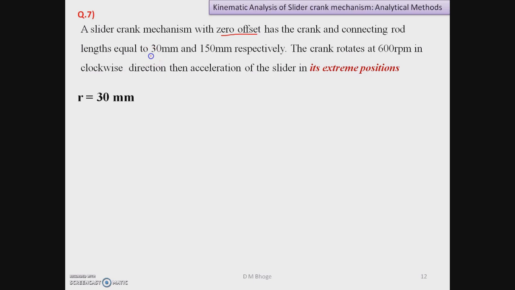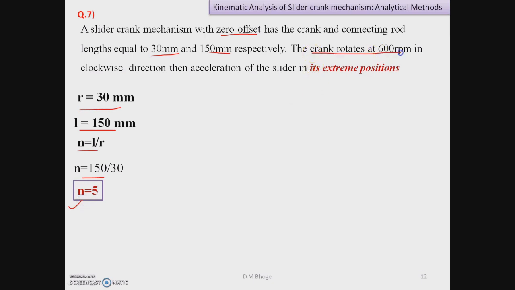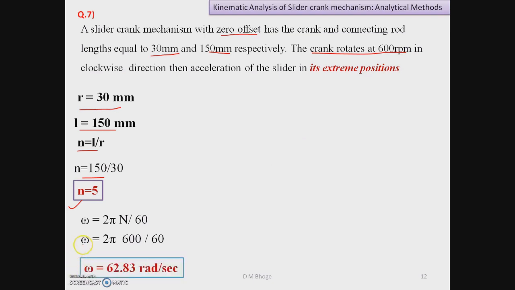So R is 30 mm, length of crank, L is 150 millimeters, length of connecting rod. So obliquity ratio N equals L by R, 150 divided by 30, N is 5. Crank speed is 600 rpm. So crank speed in radian per second is omega equals 2 pi N by 60, which is 62.83 radian per second.